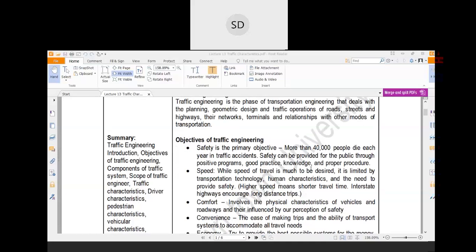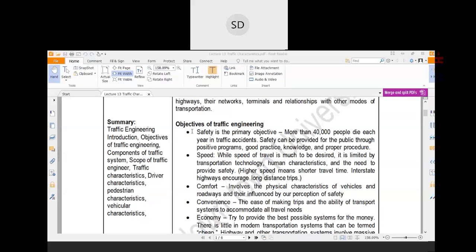Now, if we go to the objectives of traffic engineering, the first objective is safety, which is the primary objective. Okay, so for traffic operation and suitable movement of vehicles on the road, we need to understand different traffic characteristics, and all the traffic studies available are required for the safe operation of vehicles and users over the road.